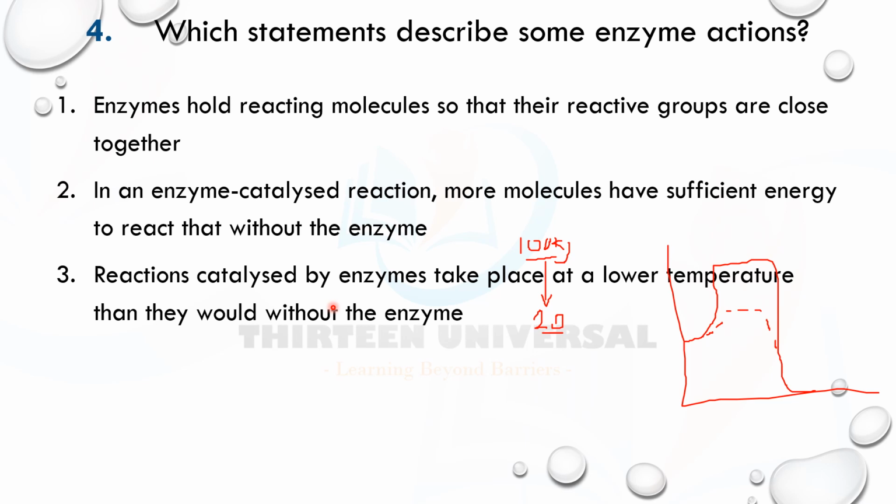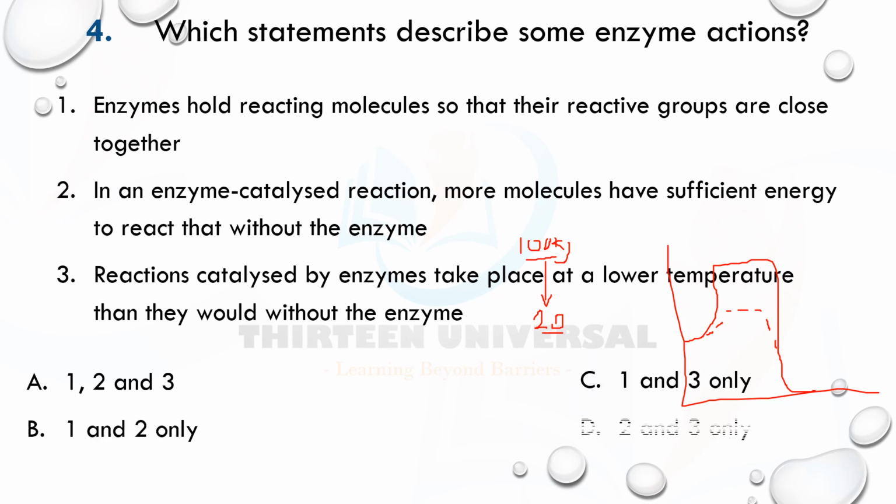3 says reactions catalyzed by enzymes take place at lower temperature. Yes, they take place at lower temperature. If it lowers the energy, and energy is supplied in form of heat, then the temperature needed for 100 kilojoules is higher than for 20. So of course they take place at lower temperature, because less energy is being supplied. So all 3 of them are correct.